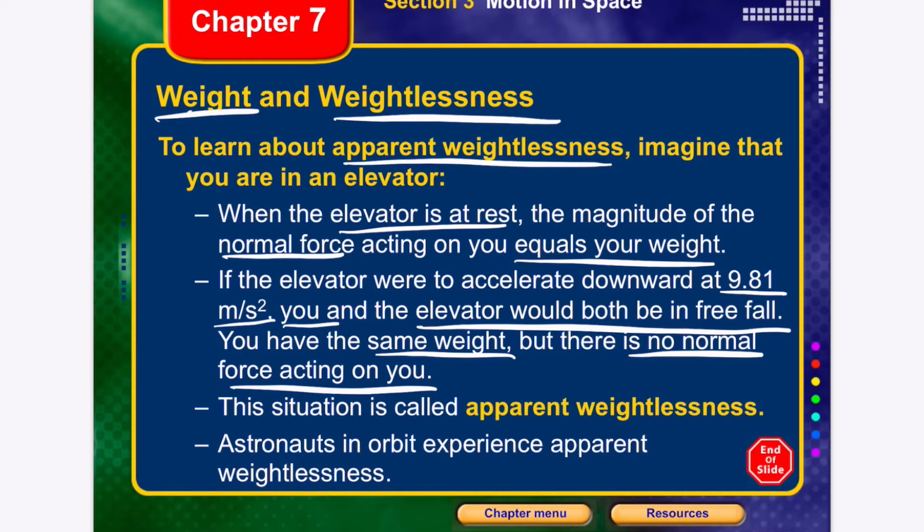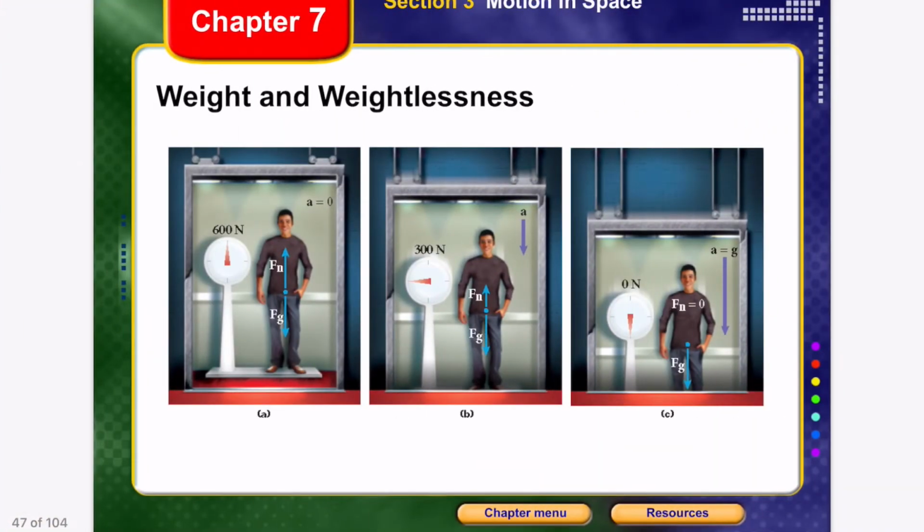This situation where there is no normal force acting on you results in apparent weightlessness, and this situation is generally called apparent weightlessness. And astronauts in orbit generally experience this weightlessness because they are in free fall, moving around the earth in the same way. So the lesser the normal force, the lesser you feel the actual weight on your body.